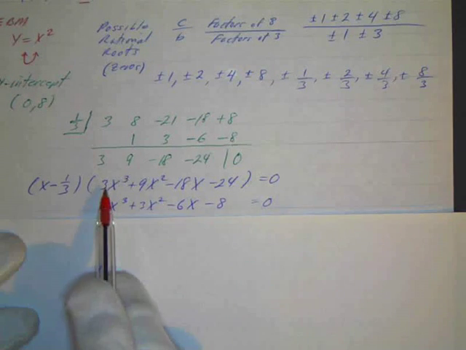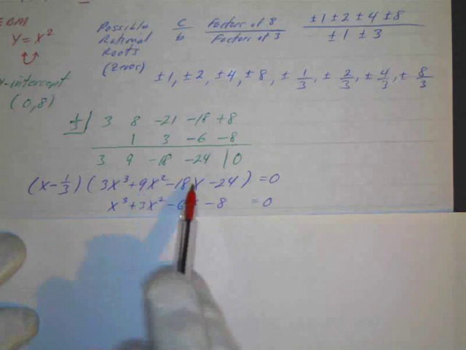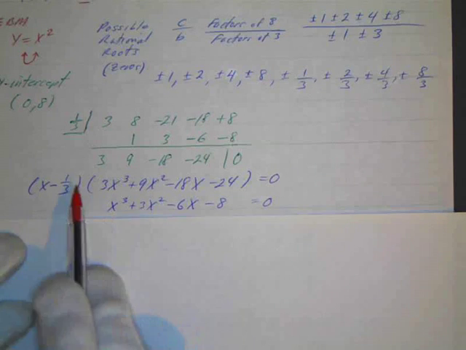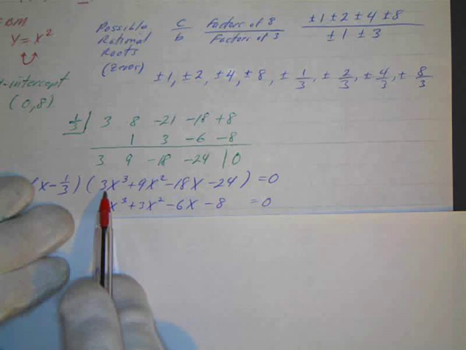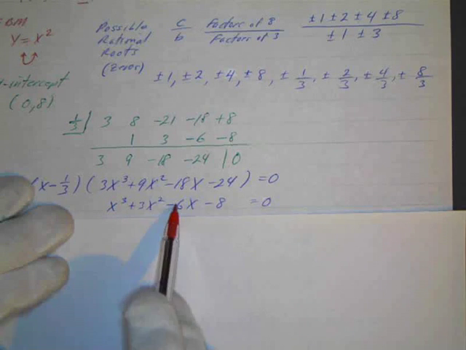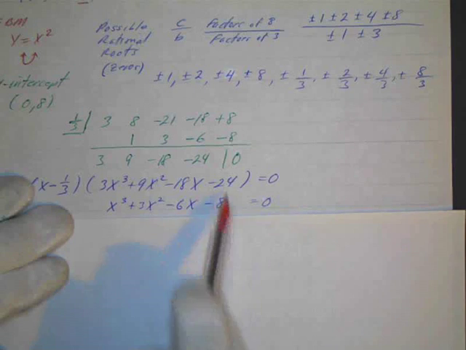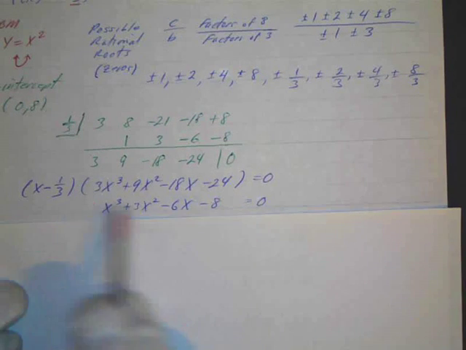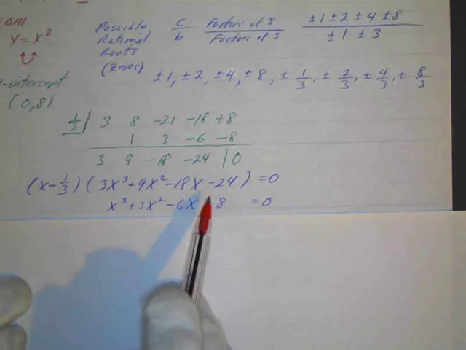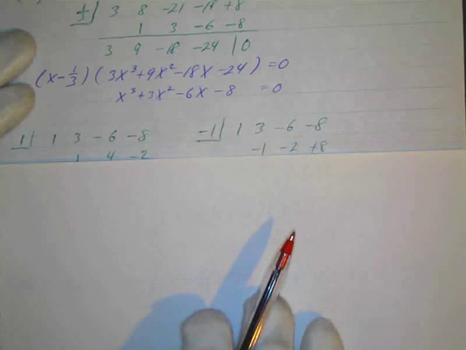Since we are, I can just divide both sides of this by 3 for just this part. I've already got my factor there. And if I divide by 3, I get 1, 3, negative 6, and negative 8. So I can use these numbers, and this polynomial will have the same zeros as this polynomial. All right? So let's take a look at that.